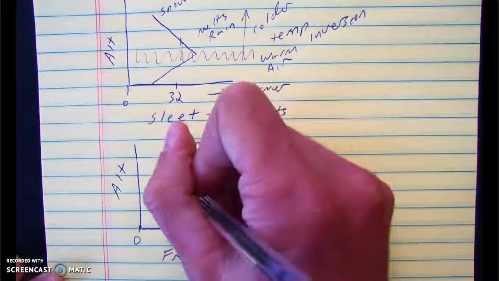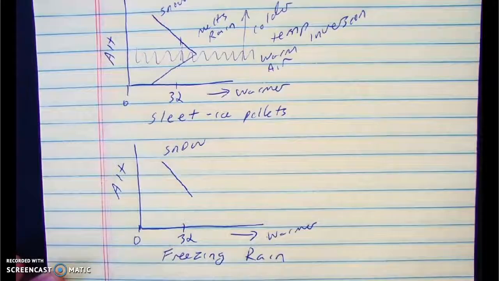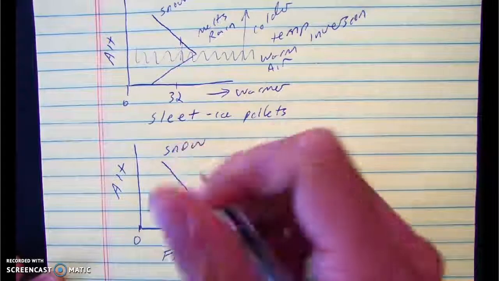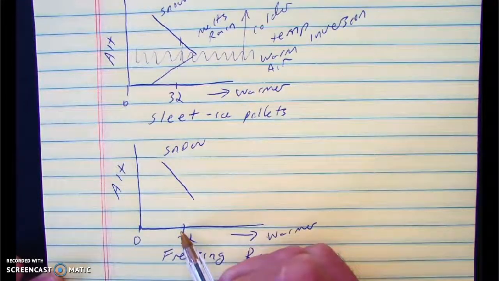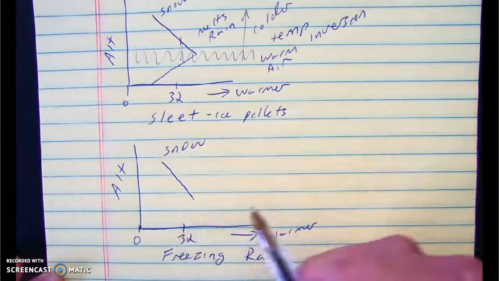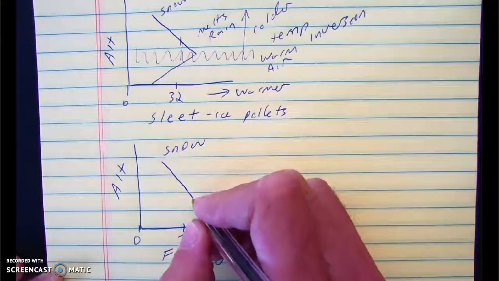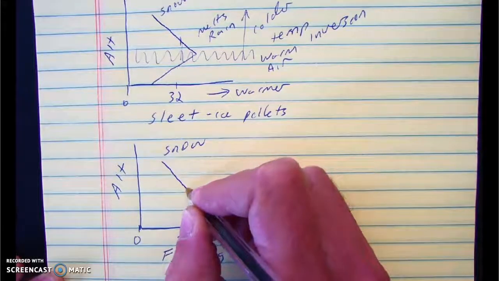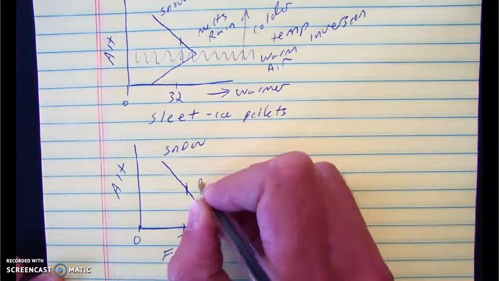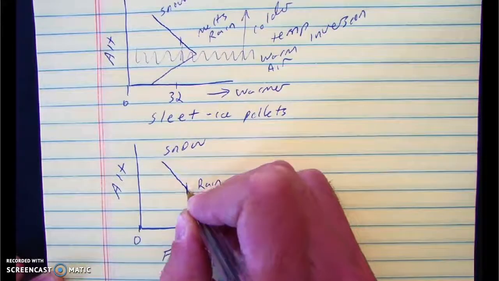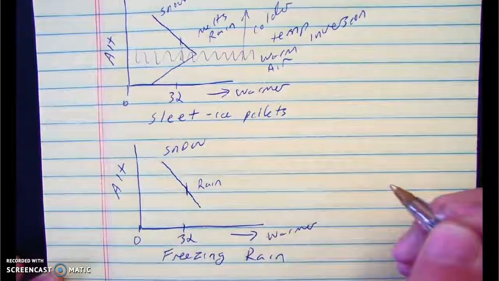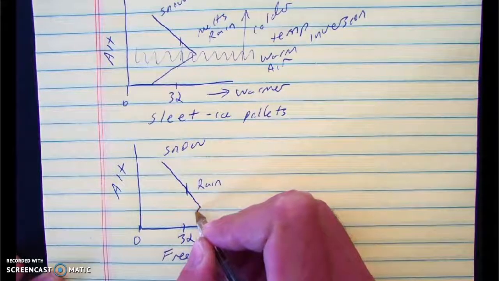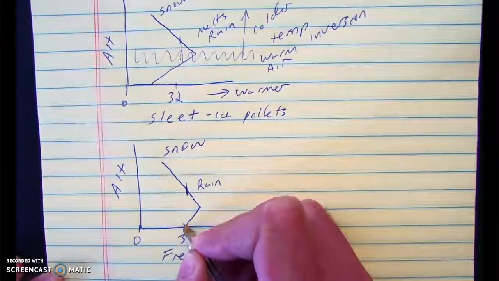Now we have a similar temperature inversion type situation as we did with the freezing rain up here. But now what happens is the ground is just below freezing, maybe 31, 30 degrees, something like that, or maybe even right at 32. So we have snow, and then as snow crosses the 32 mark, it transitions over into rain. But before it has time to freeze into ice pellets, like we had with the sleet, it's going to freeze on contact with the ground.